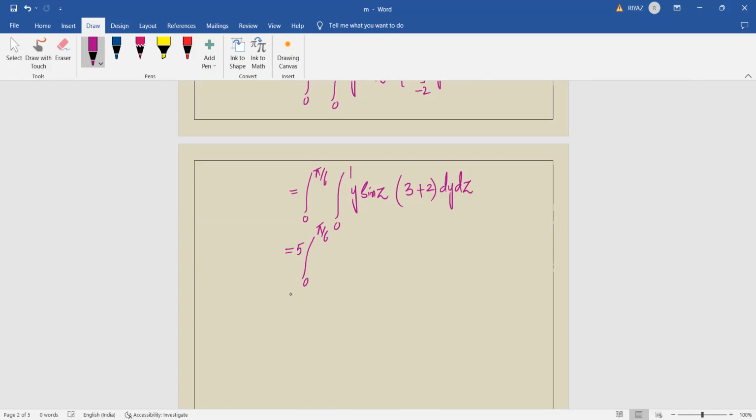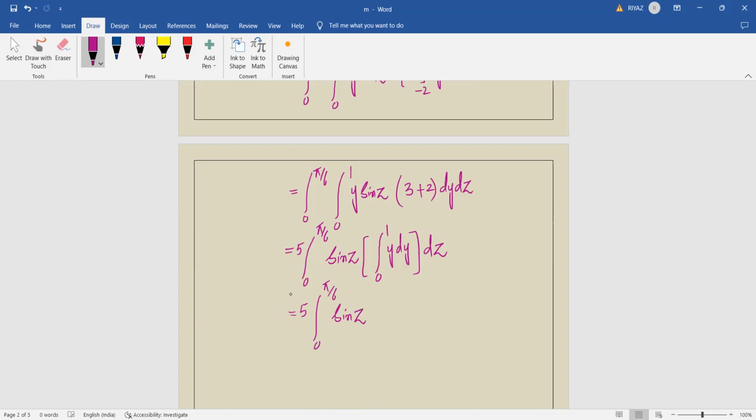Now start integrating with respect to y. With respect to y, sin z is a constant term. And now we specify the region. This is 0 to 1, y dy, and then bracket close into dz. Clear? 5, integral 0 to pi by 6, sin z.